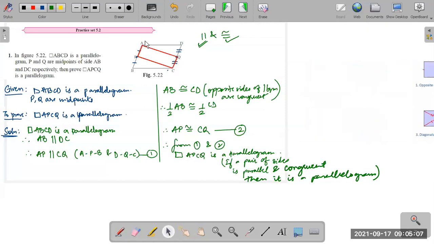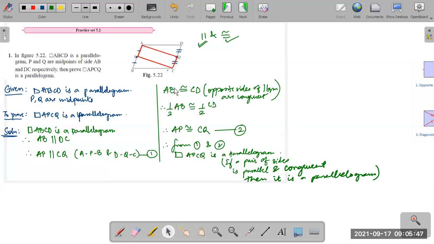We considered the sides AB and CD. We said AB is parallel to CD, therefore half of it will also be parallel. Parts of it is parallel, so AP is parallel to CQ. Likewise, AB is congruent to CD. If the two sides are congruent, then half of it will also be congruent. Half of AB, that is AP, is congruent to half of CD, that is CQ. And from 1 and 2, we can say if one pair is parallel and congruent, then the quadrilateral turns out to be a parallelogram. Thus, that is how we have proved it.